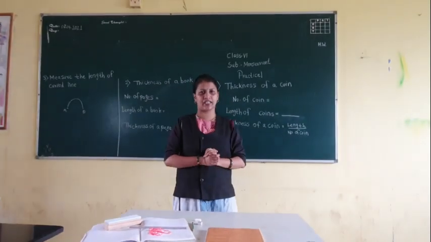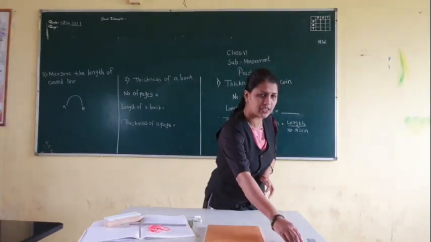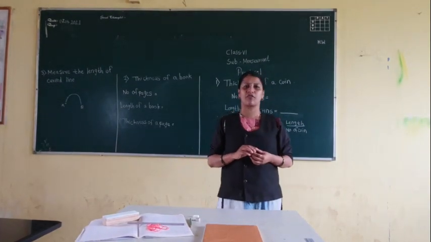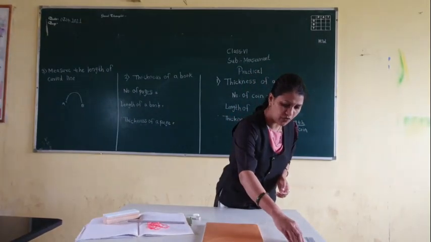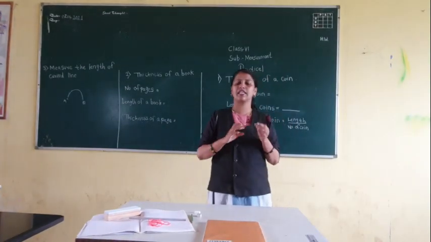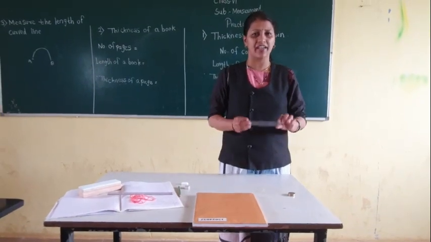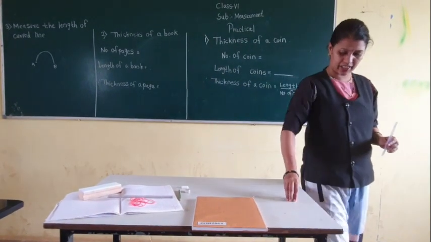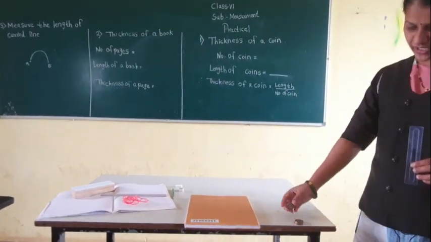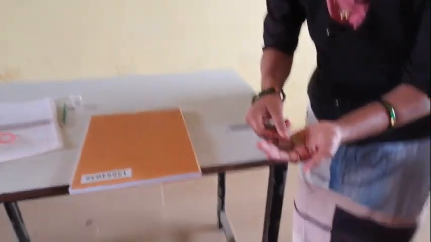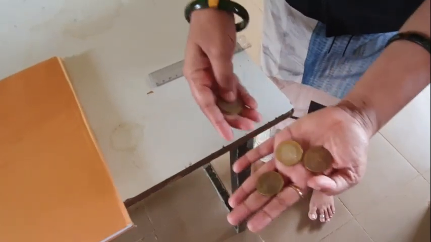If coins are given and you want to measure the thickness of one coin, how do you measure it? The things needed are a coin and a scale. So let's do the thickness of a coin. For that you need the same coin. See, dear students, I have a 10 rupees coin.